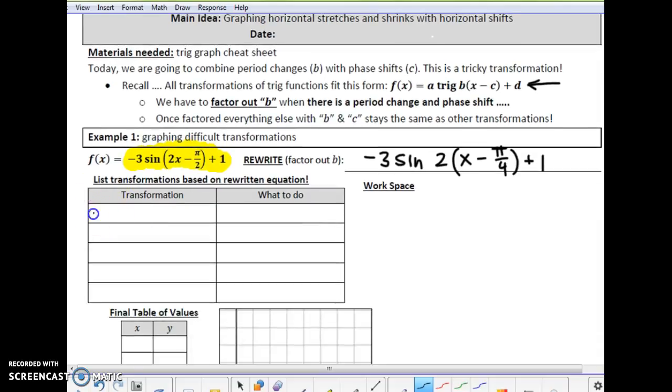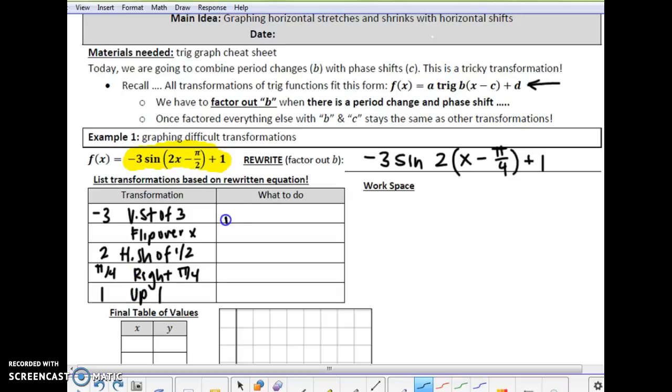Now, your a is -3, your b is 2, your c is positive pi over 4, and then your d is 1. So this is going to be a vertical stretch of 3, flip over x. This is going to be a horizontal shrink of 1/2. This is going to be right pi over 4 units, and this is going to be up 1.